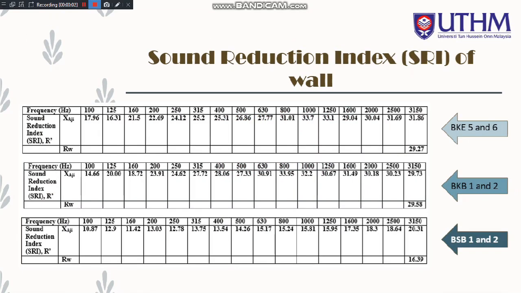From this table, it shows the result of sound reduction index for wall partition at major lecture room. Sound reduction index at BKE is 29.27 dB, BKB is 29.58 dB, at BSB is 16.39 dB, where the value of sound reduction index for lecture room BKE and BKB were higher than recommended value, and at BSB 1 and 2 is lower than recommended value.